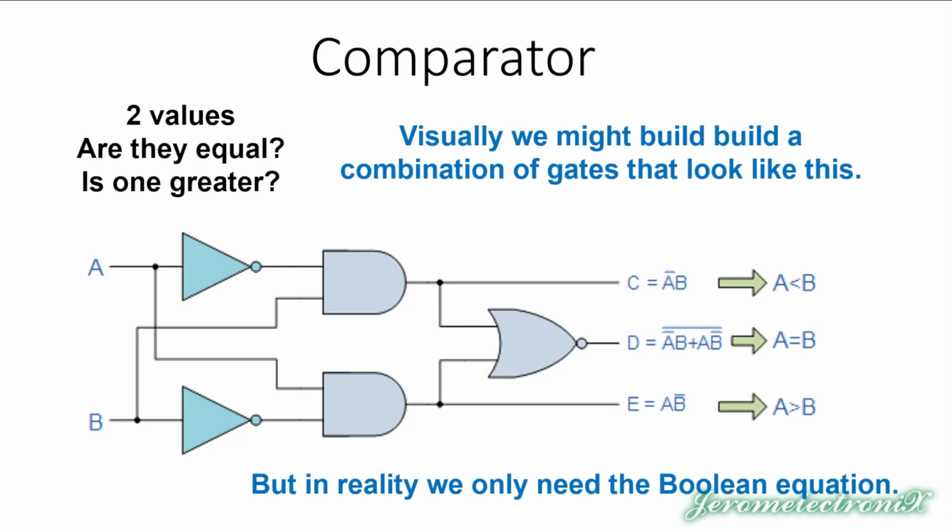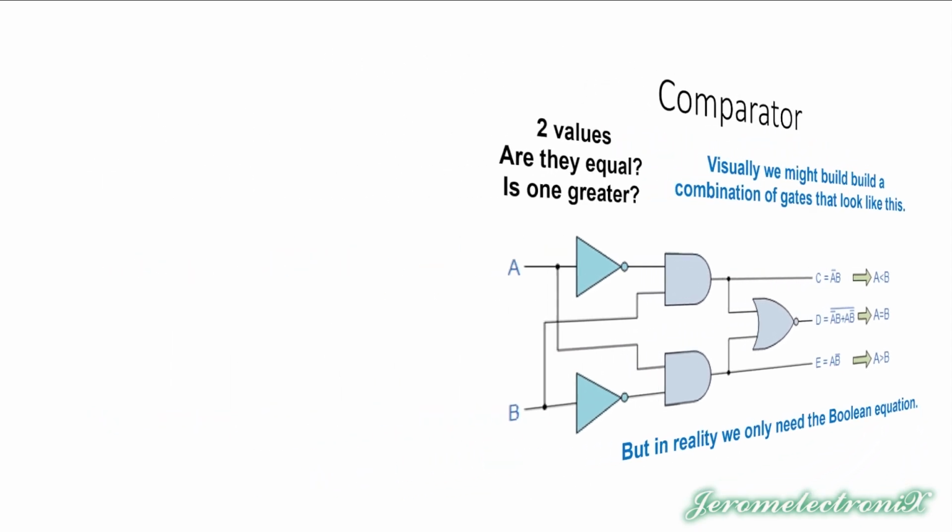So in reality, then, all we need is the Boolean equation. So this is a byte of digits. A byte is 8 digits, and we're going to call this byte X. And this is going to be another byte, and it's going to be byte Y.